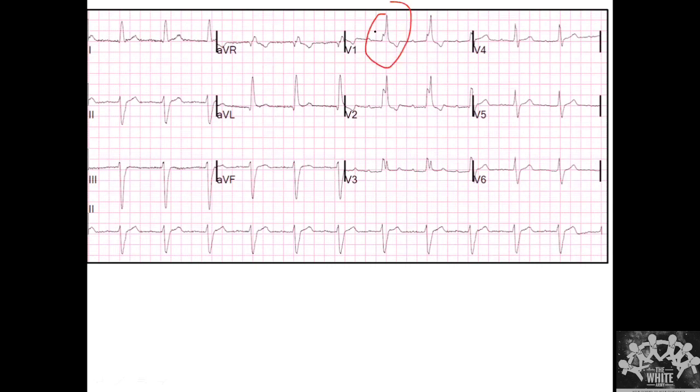So there is an RSR pattern. Are you seeing this? Okay, so RSR we are seeing. Here it is appropriate discordance. I'll come to it. Here you see, there is loss of discordance. Okay, that is one thing.